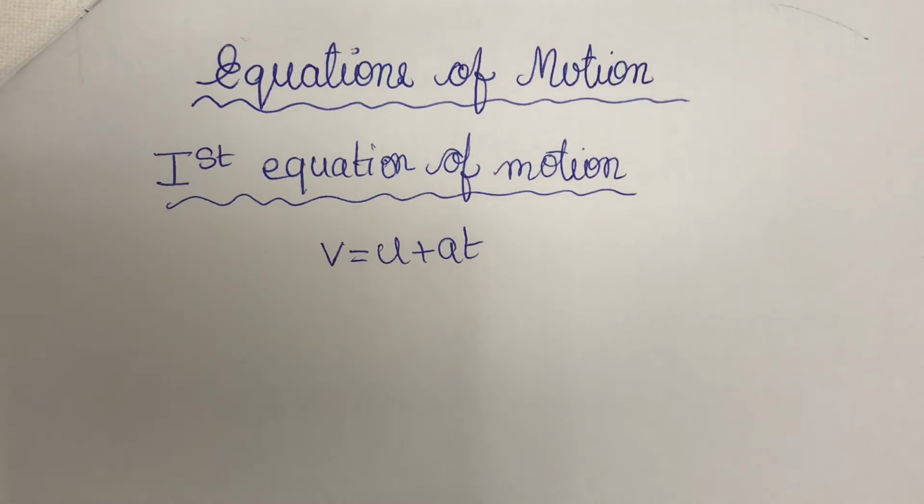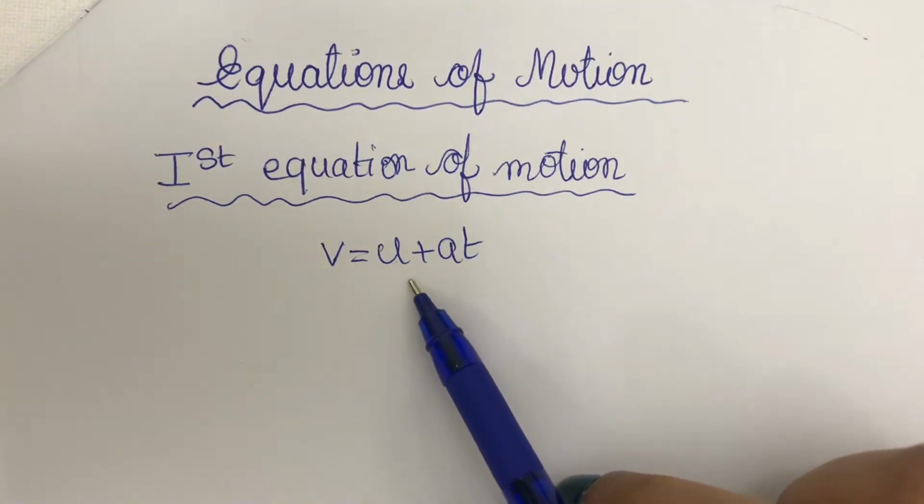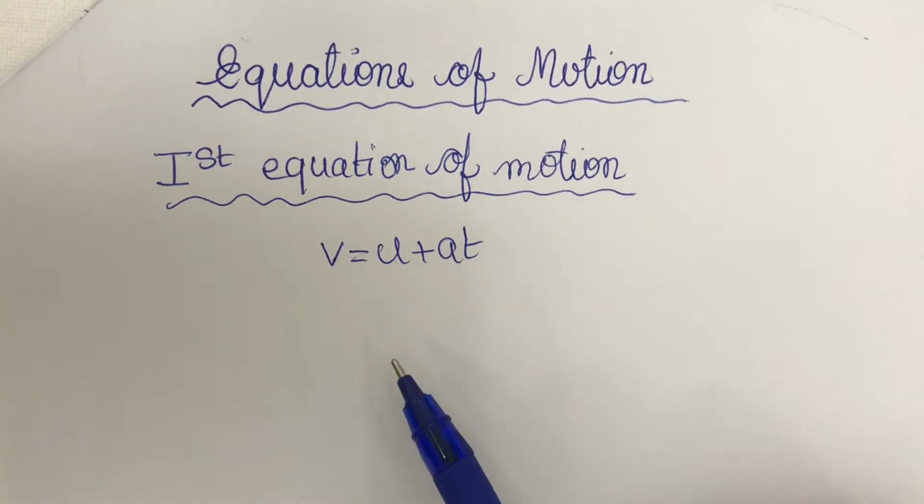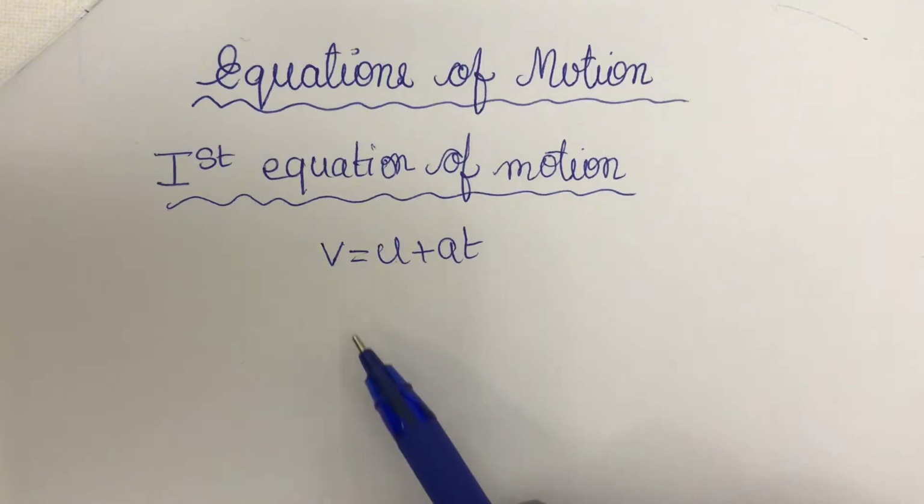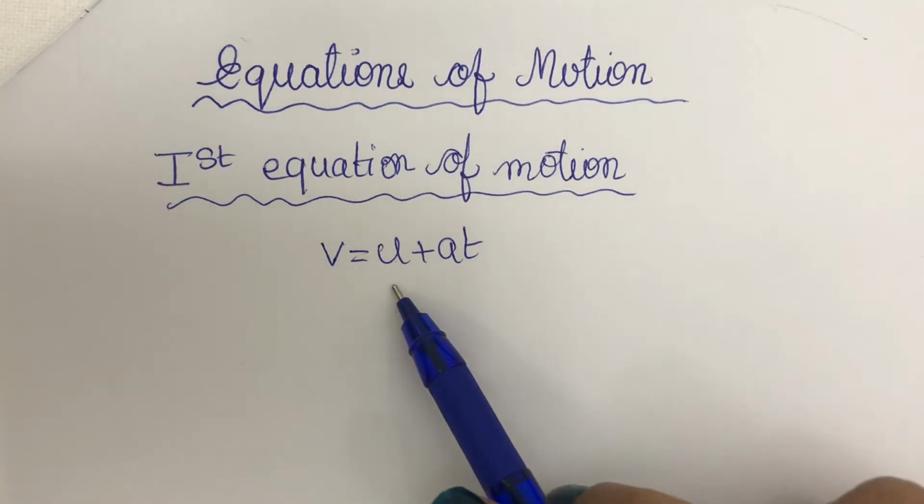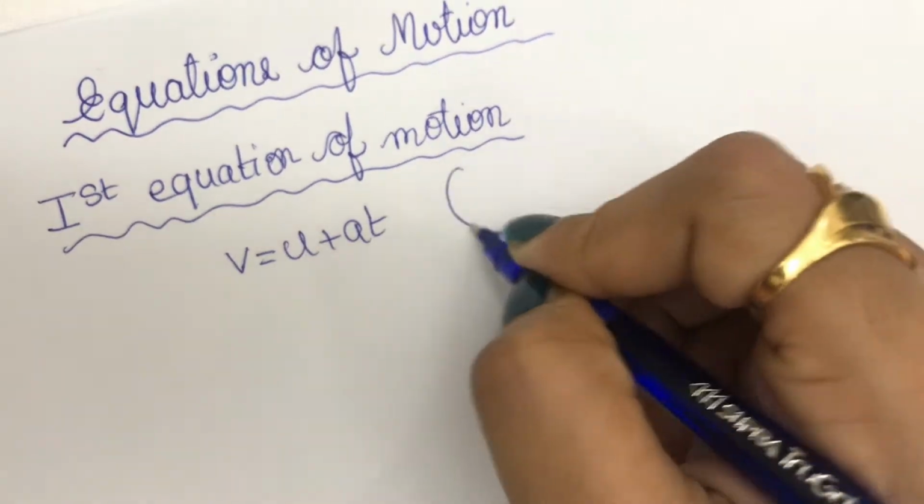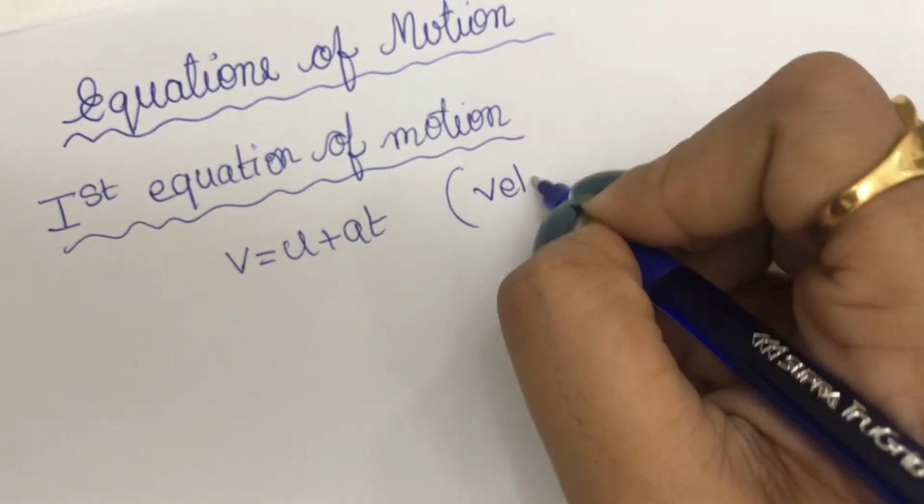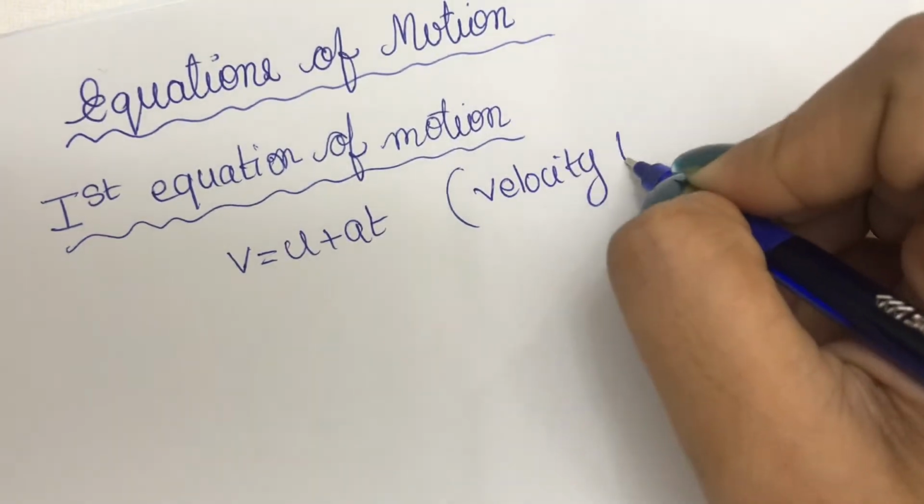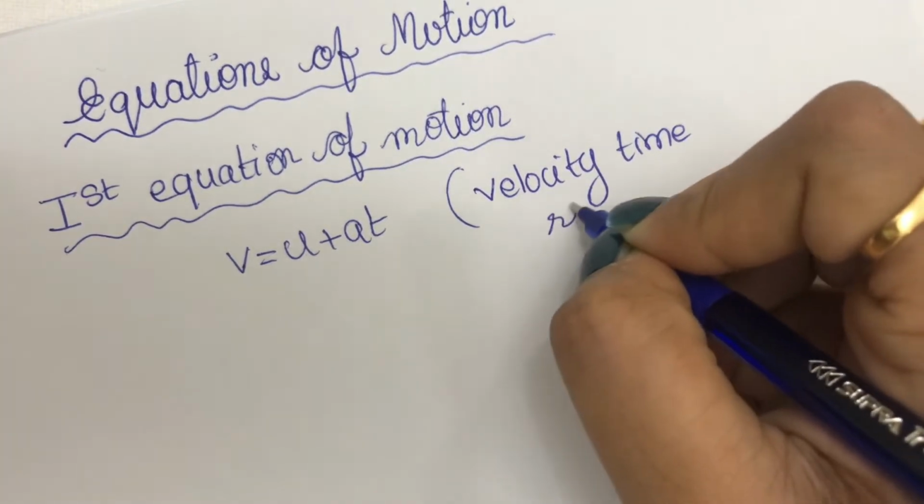So the first one is v = u + at. Here, the final velocity is equal to the initial velocity plus acceleration into time. Velocities and time are given, so it describes the velocity-time relation.